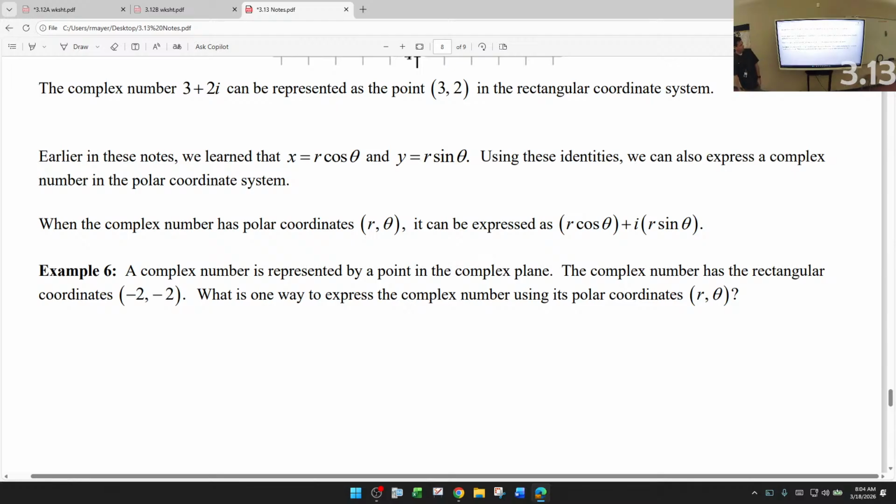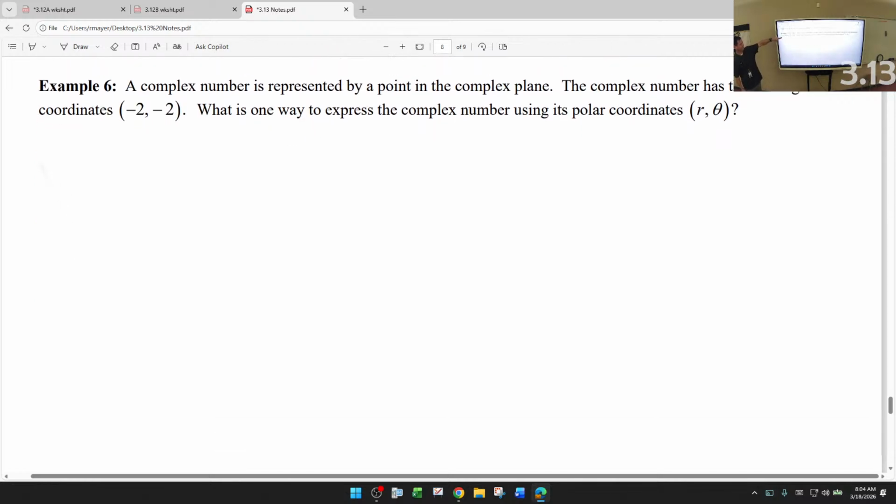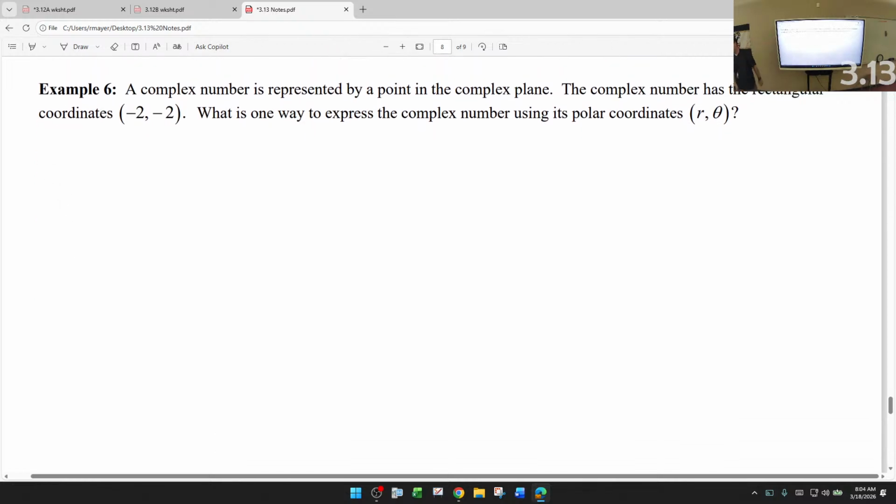Earlier with these notes, we learned that x is equal to r cosine theta and y is equal to r sine theta. And if you didn't know that, you know that cosine theta is x over r. Sine is y over r, opposite over hypotenuse. Using these identities, we can also represent the polar. A complex number is written by the point in the complex plane. The complex number has a rectangular form of -2, 2.